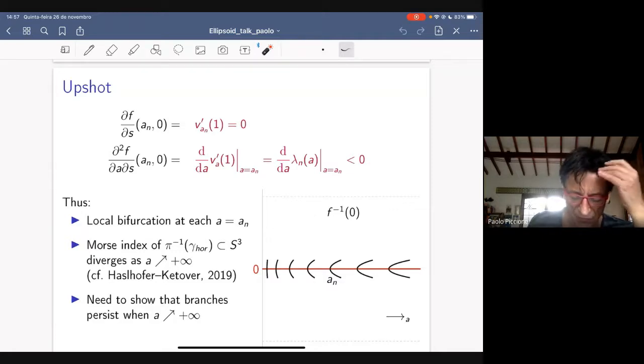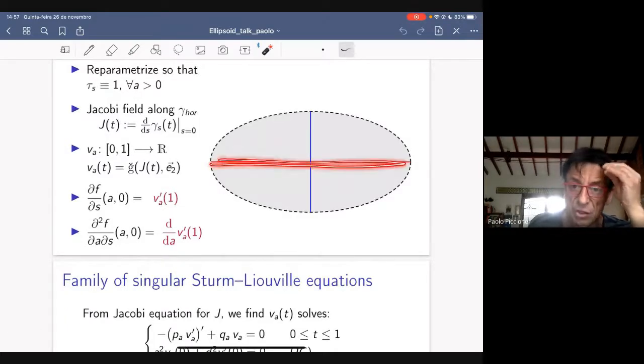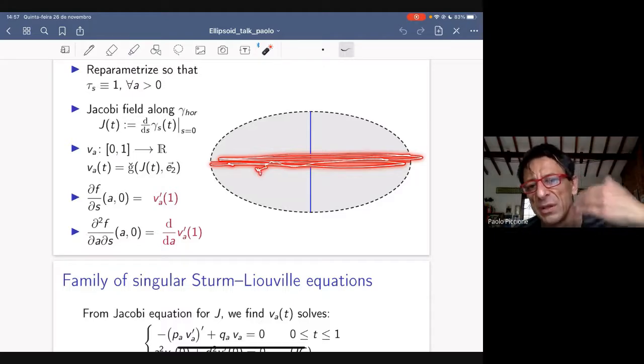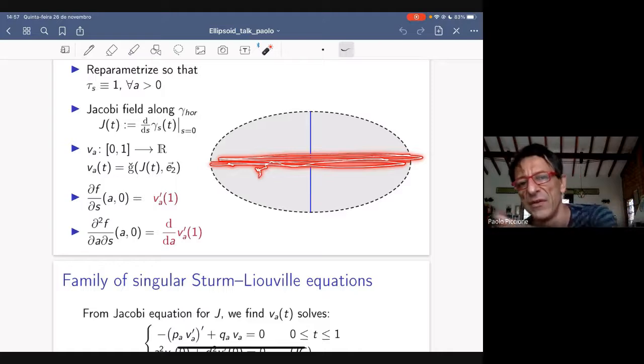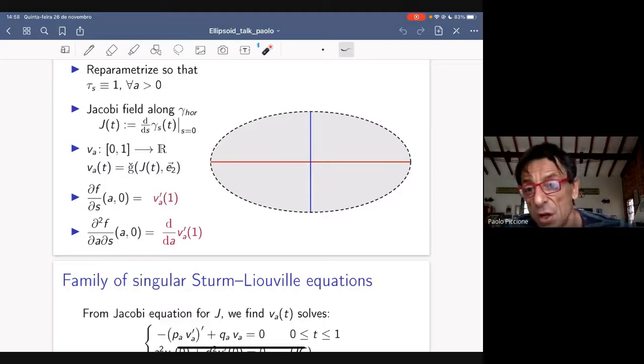So to prove the existence of infinitely many bifurcation points, basically we compute the Morse index of the trivial geodesic, and it's very easy to show that as a goes to infinity, the Morse index has to go to infinity, and this implies that the corresponding Jacobi equation must have 0 eigenvalue infinitely many times, okay? Because jumps of the Morse index must correspond to zeros of eigenvalues.